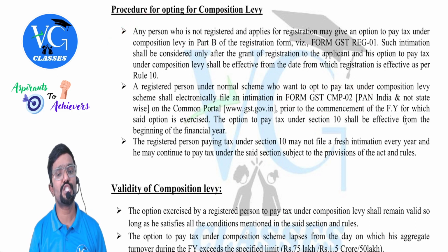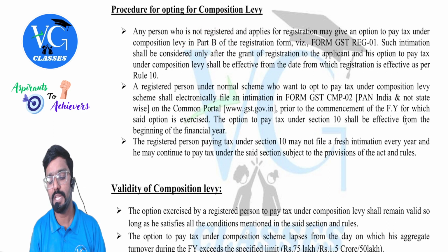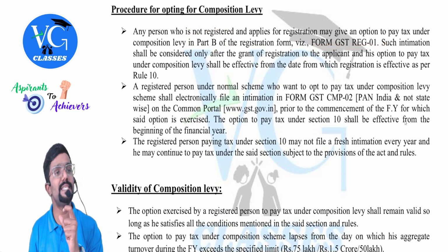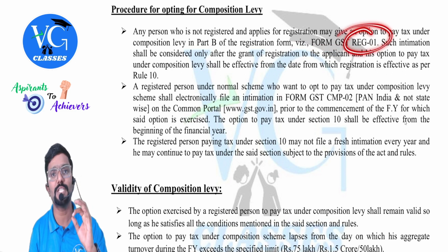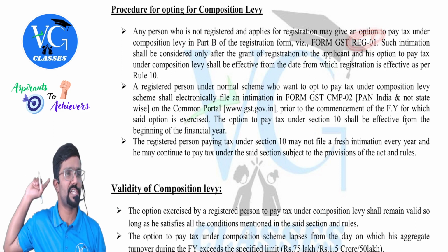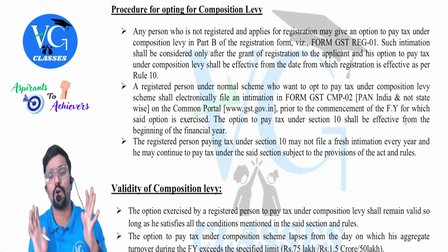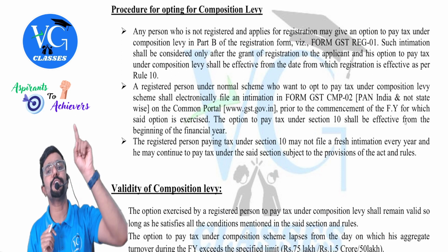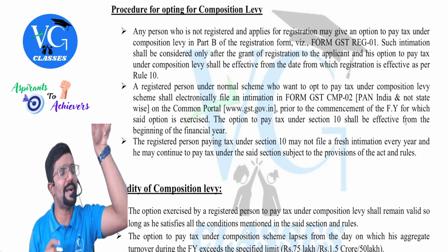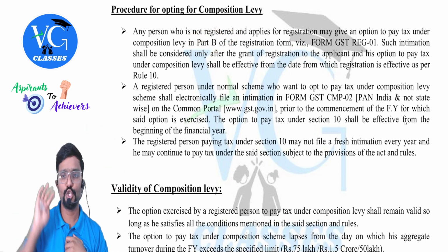Any person who is not registered and applies for registration may give an option to pay tax under composition levy in Part B of registration form. That is form GST REG 01. So REG stands for registration, guys. In any chapter, whenever we see a form number, that short form stands for the topic which we are covering in that chapter. Actually REG comes under the registration topic, but I am covering it here because it is part of this concept also. So when I am making an application for registration in REG 01, there will be a Part B where they will ask, do you want to follow composition scheme? If yes, choose yes.